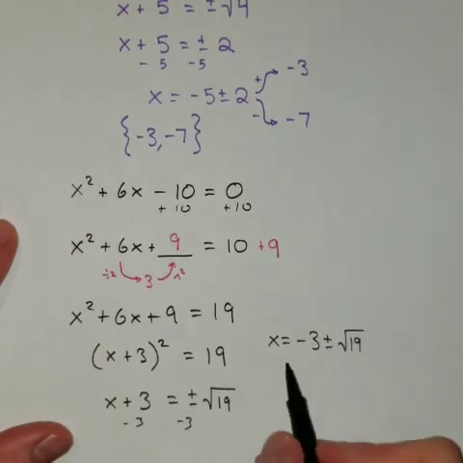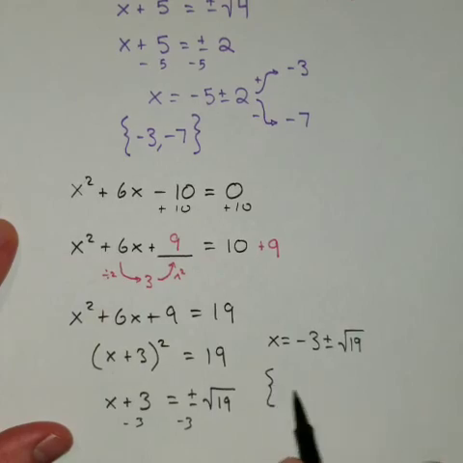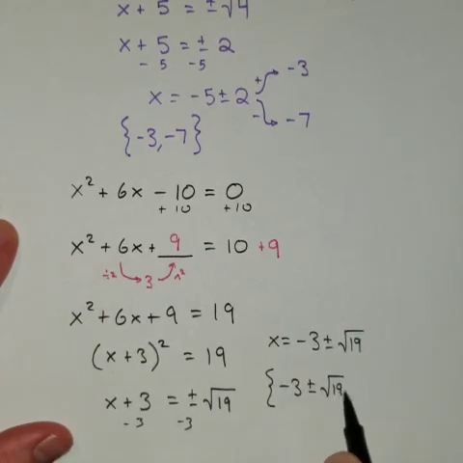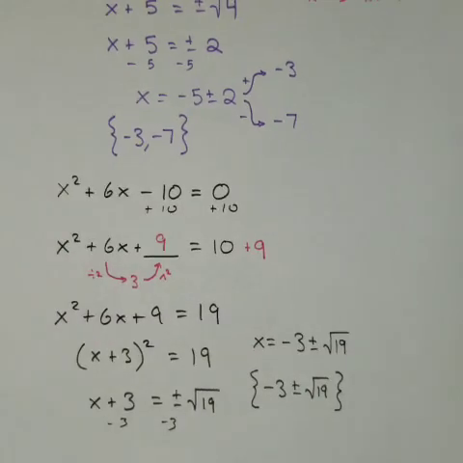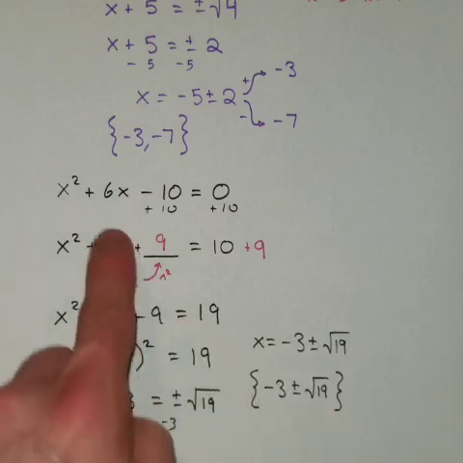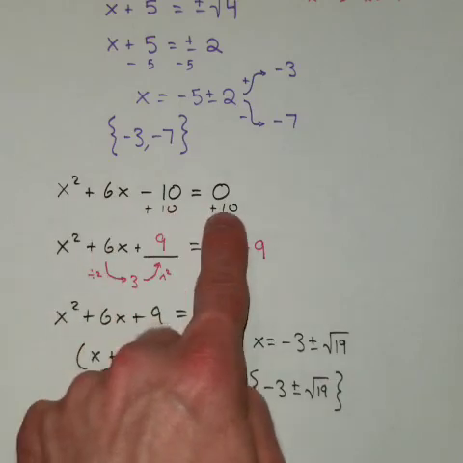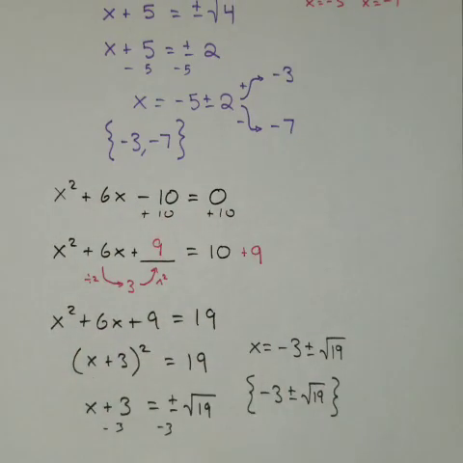So my final solution set is going to be these two values, one having the plus in the middle and one having the minus in the middle. These two values, negative 3 plus root 19 and negative 3 minus root 19, will be solutions to this original equation if we were to plug them back in.